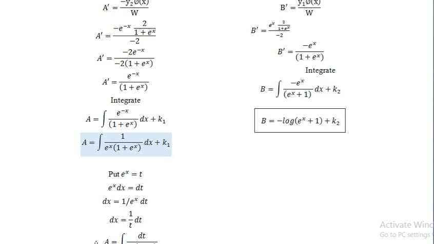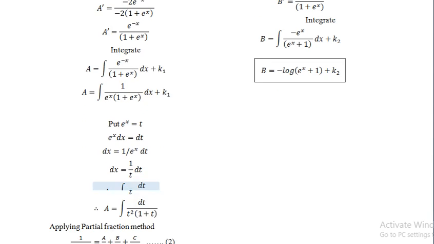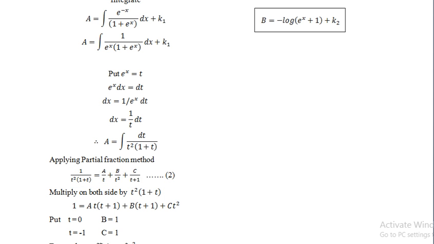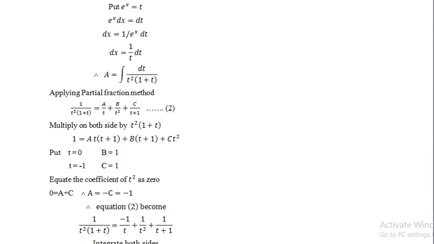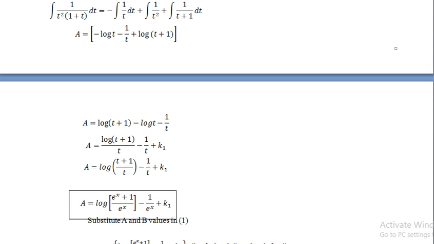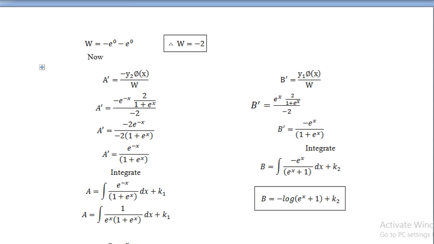So we have already integrated this one in the above example. So we will apply the same rule here. Take e raised to x as t and differentiate, dx gives 1 by t dt. So e raised to x is, so t square times 1 plus t. We already solved this example in the above one. So we use log of e raised to x plus 1, e raised to x minus 1 divided by e raised to x, plus k1.